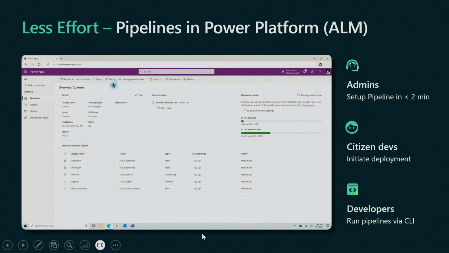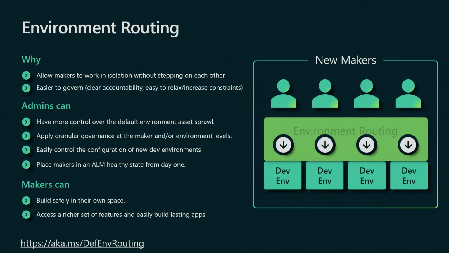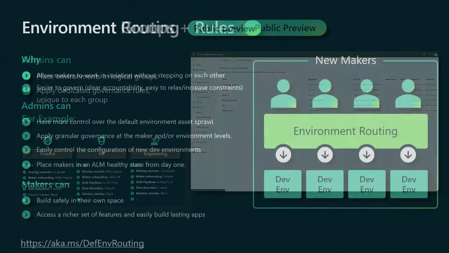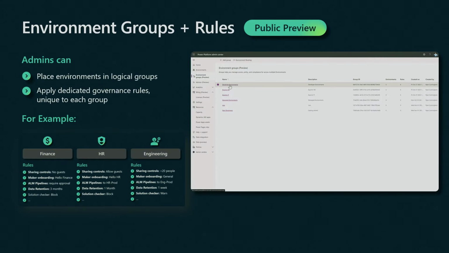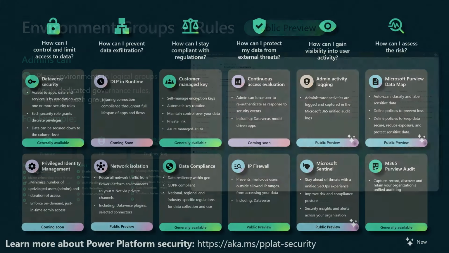And then I talked about pipeline with less effort. So routing, again, is instead of taking you to the default environment, we're going to send you to your personal developer environment. And this goes into a lot of the background of why we do that. And there's a dev environment routing aka.ms link at the bottom. And then we talk about the groups and rules that I just showed you there. It's a pretty popular feature.